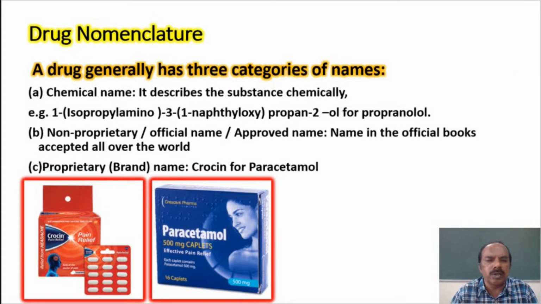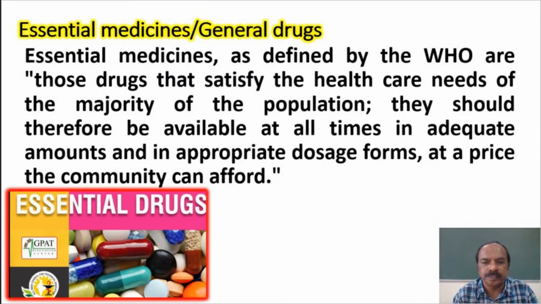Coming to drug nomenclature. Generally, a drug has three categories of names. A, chemical name. B, non-proprietary name, that is the official name. Third one is the brand name. For example, Crocin has a brand name that is called Crocin, and the chemical component that is found in Crocin is paracetamol. There are different brands of paracetamol. One of the popular brands of paracetamol is Crocin.